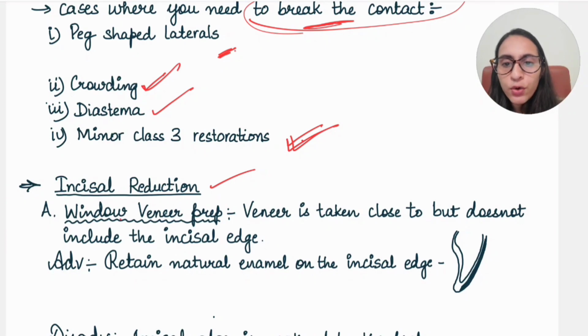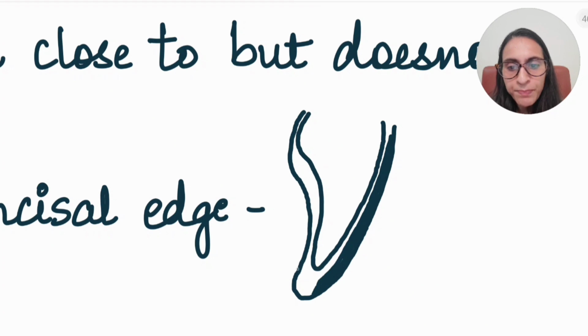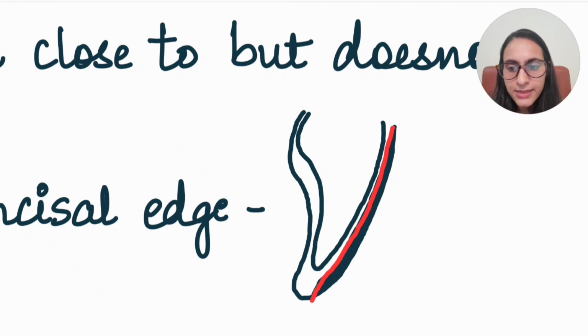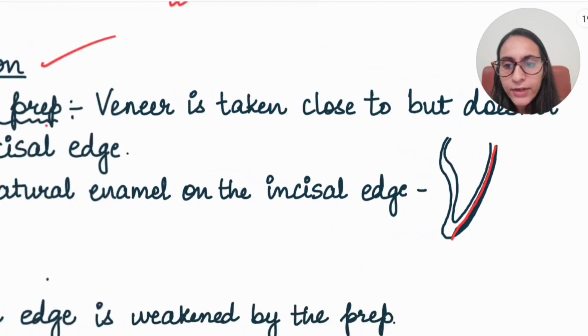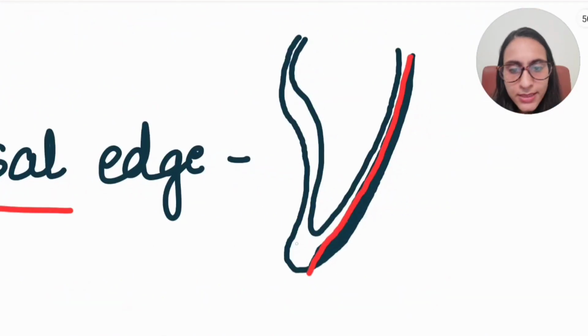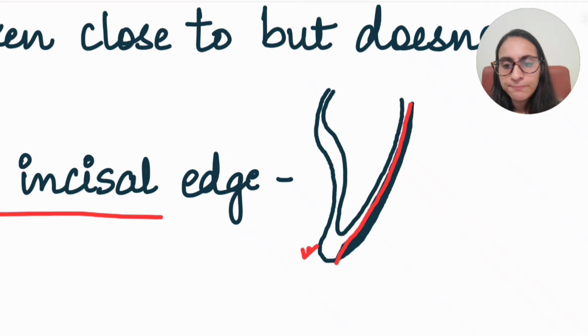So the first one is window veneer preparation. In the window veneer preparation, you can see that the veneer is taken close to, but does not include, the incisal edge. This is the facial aspect, and it is not covering the incisal edge. It is excluding the incisal edge. The advantage of this preparation is that it retains the natural enamel on the incisal area. It is used when the occlusion does not allow you to extend your preparation palatally.